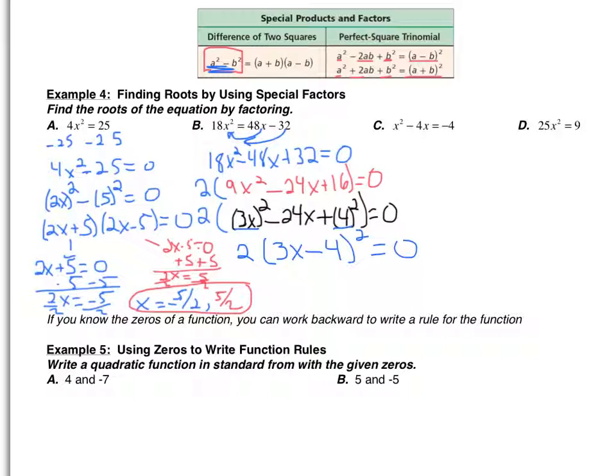And then I can actually solve it. So if I divide by 2, I get 3x minus 4 squared equals 0 divided by 2, which is 0. Square root both sides. So I get 3x minus 4 equals plus or minus 0, which is 0. And then I can add 4 and divide by 3, and I get x equals 4/3.